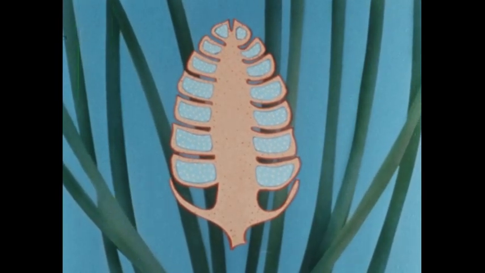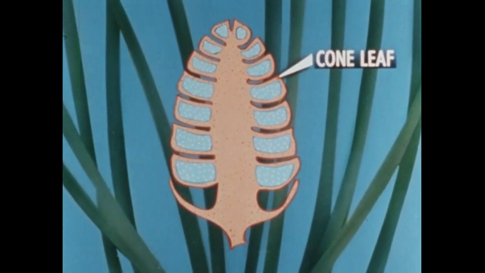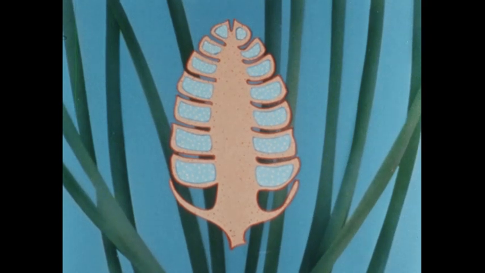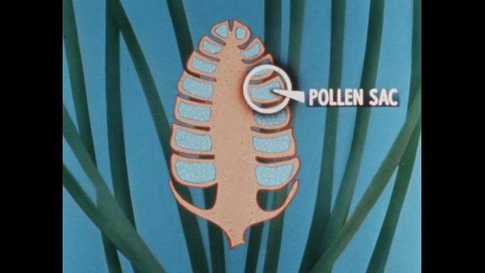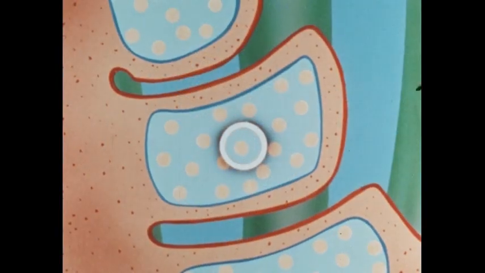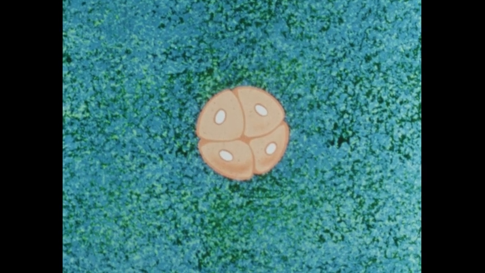In this longitudinal section drawing of a pollen cone, you can see how the cone leaves are attached to the central axis of the cone. On the underside of each cone leaf are the pollen sacs. Contained within these pollen sacs are the cells, called microspore mother cells. Each of these mother cells divides and forms 4 small spores called microspores.